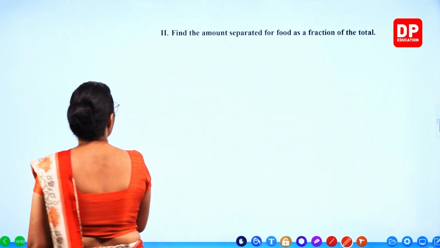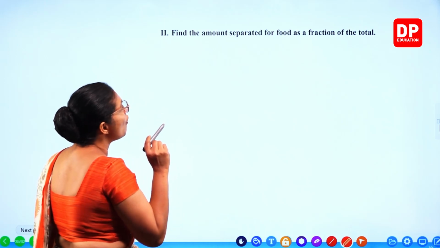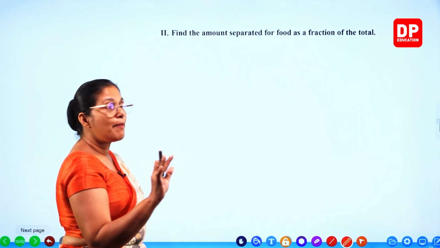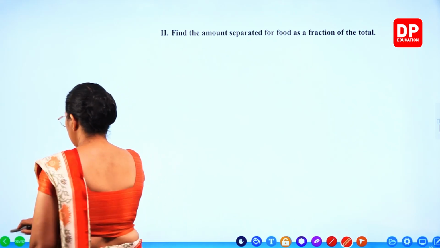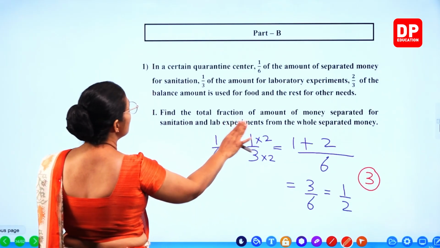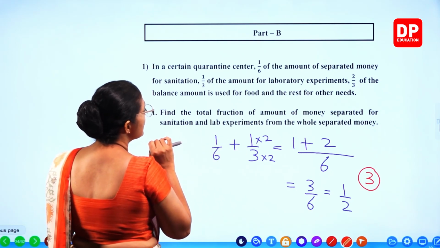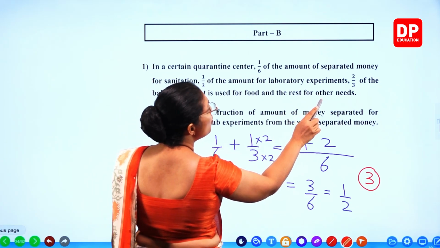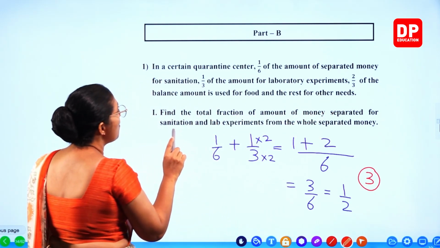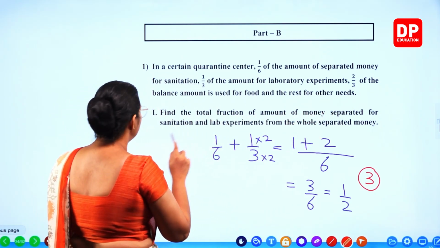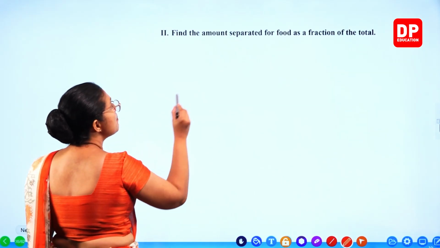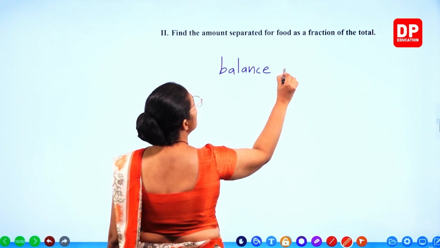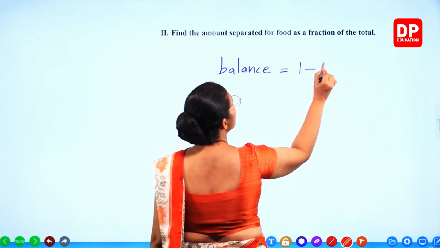Now let's do the next part. Find the amount separated for food as a fraction of the total. Now half of the amount is already for sanitation and experiments. Then it says 2/3 of the balance amount is used for food. So what is the balance now? Balance is also half. 1 minus half is half.